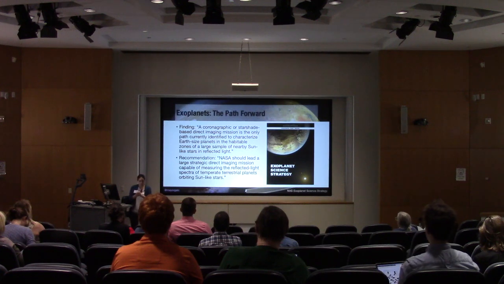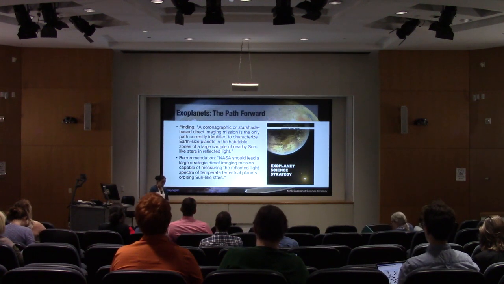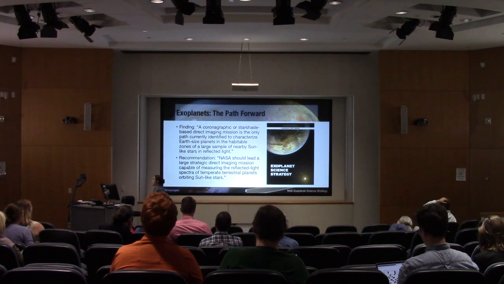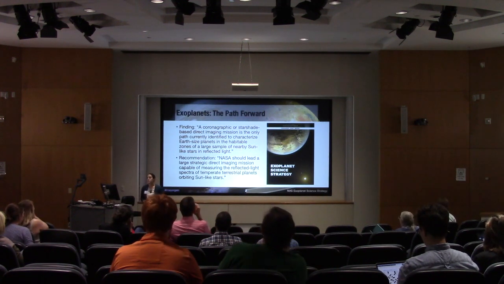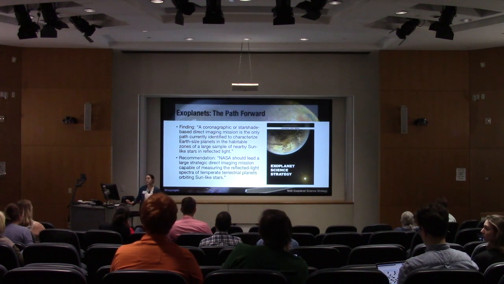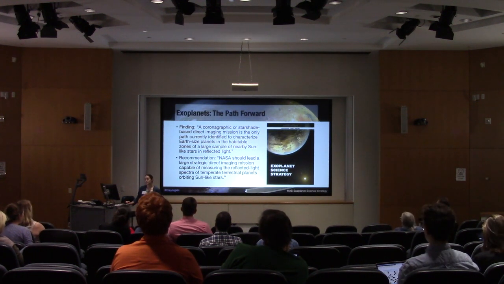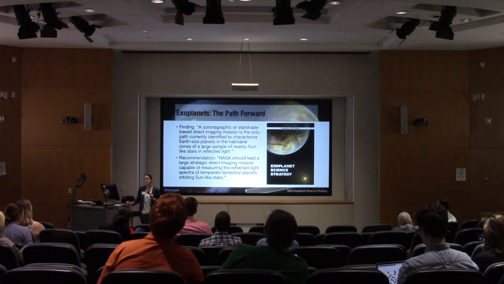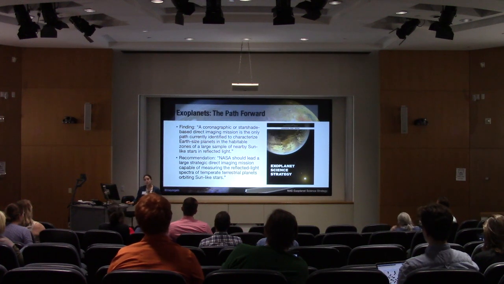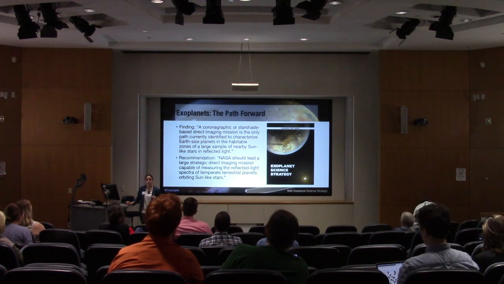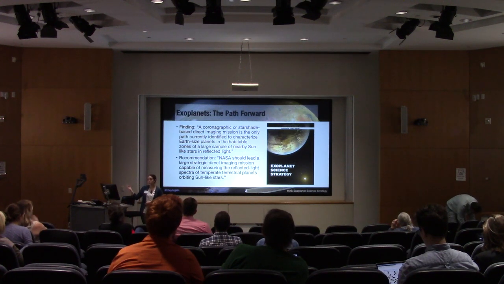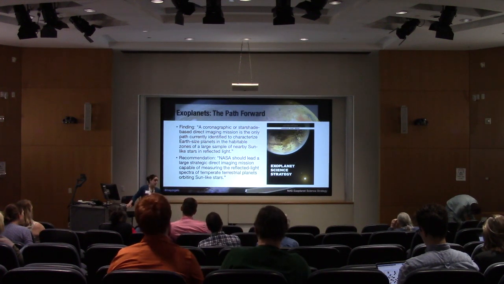Recently, Congress mandated that the National Academy of Sciences do this exoplanet science strategy report. And one of the findings of that was that a coronagraphic or star shade-based direct imaging mission is the only path currently identified to characterize Earth-sized planets in the habitable zones of a large sample of nearby sun-like stars in reflected light. And so the recommendation is, of course, we need a direct imaging mission capable of measuring the reflected light spectra of these temperate Earth-like planets.